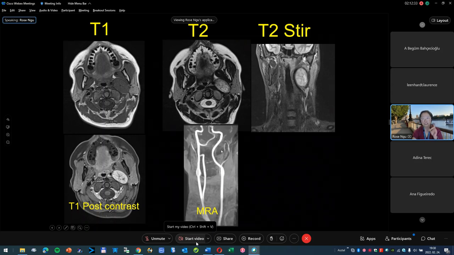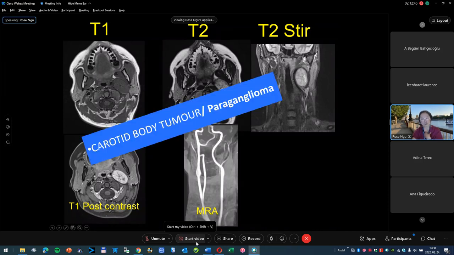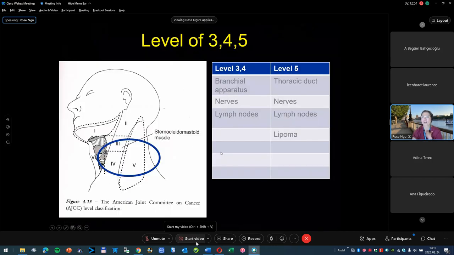And here, as you could see, you listened to the speaker yesterday and he says it's very pathognomonic on an MRI. It comes out like a salt-and-pepper appearance. This is a carotid body tumor, a paraganglioma. This is the one lesion you do not want to FNA, okay?